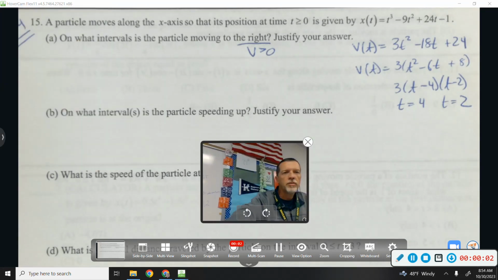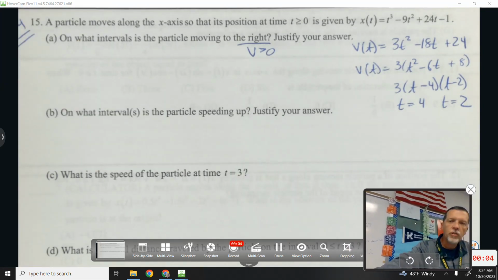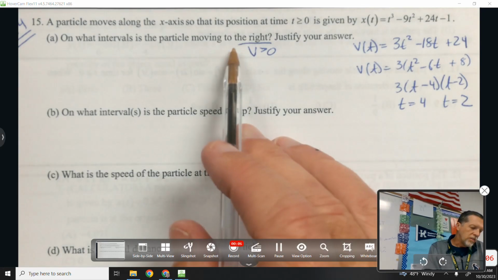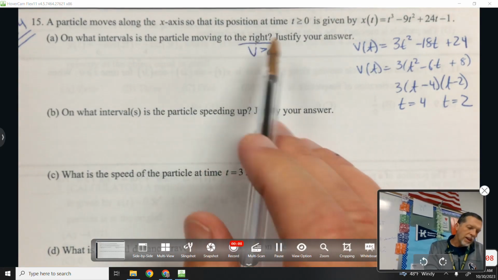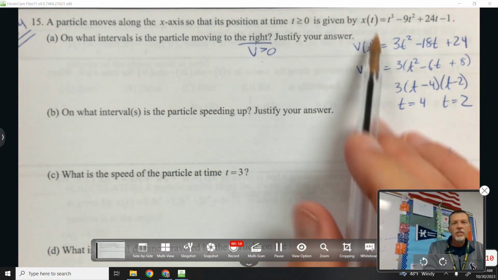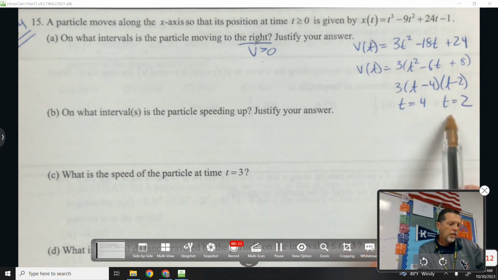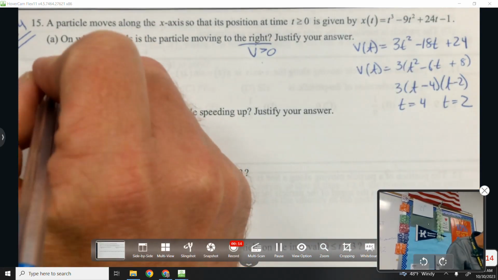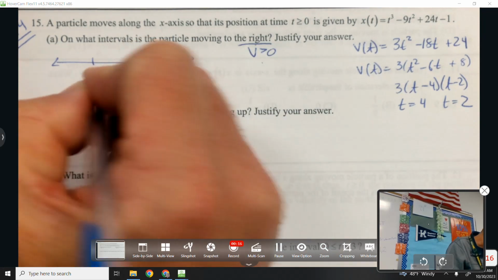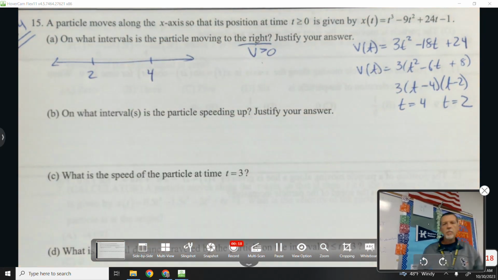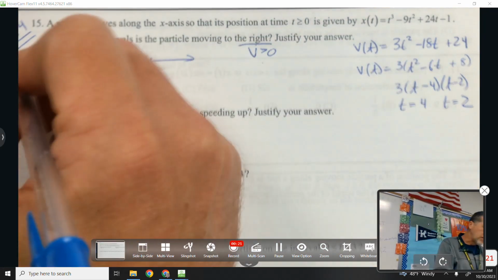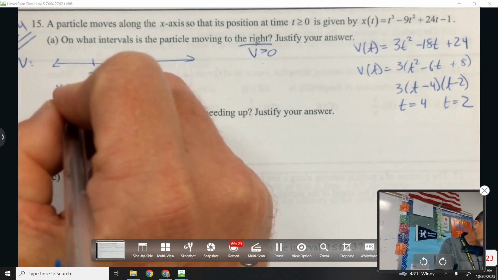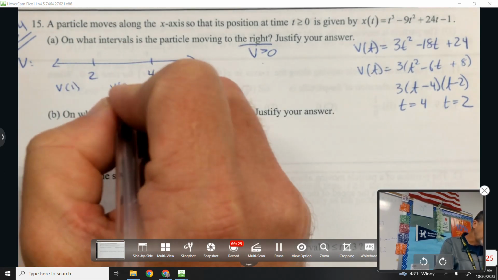So looking at number 15 on worksheet 4, when is it moving to the right? Well, when velocity is positive. So let's find velocity. First find where it's 0, and then we'll do the number line thing to figure out where it's positive and negative. This is a velocity number line, so I'm going to check some velocities.